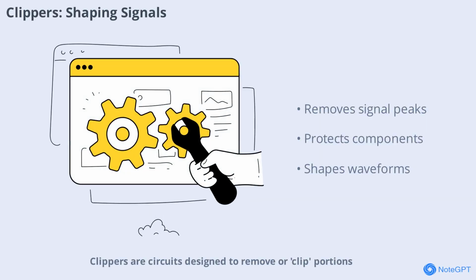Clippers are circuits designed to remove or clip portions of an input signal without distorting the remaining part. They are often used to protect sensitive components from voltage spikes or to shape waveforms for specific applications. For example, in audio electronics, clippers can prevent signals from exceeding a certain threshold, ensuring clear and undistorted sound. Understanding how clippers work helps in designing circuits that require precise voltage control.